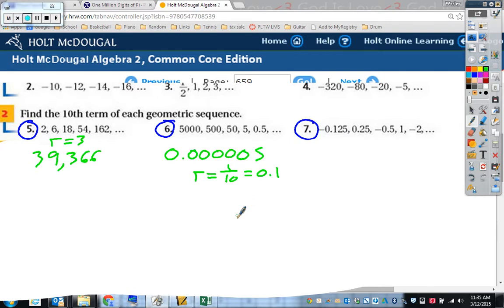And then for number 7, your answer was 64, and your r was just -2.